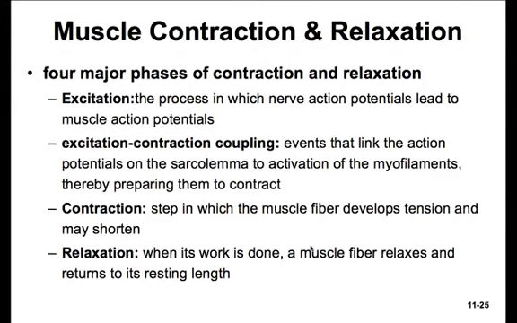The process of muscle contraction and relaxation has four major phases. The first phase is excitation. This is the process in which the nerve action potential is transferred to the muscle action potential. This is basically the animation that you just watched at the end of the last section.